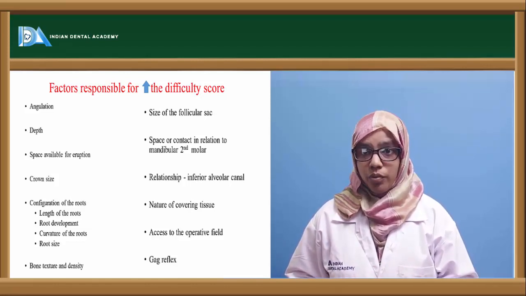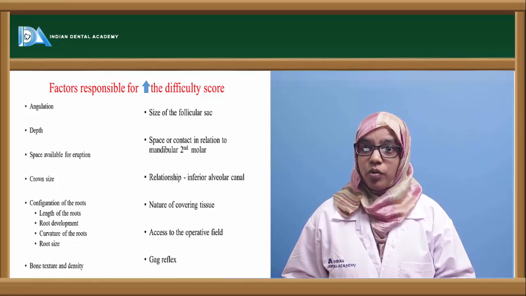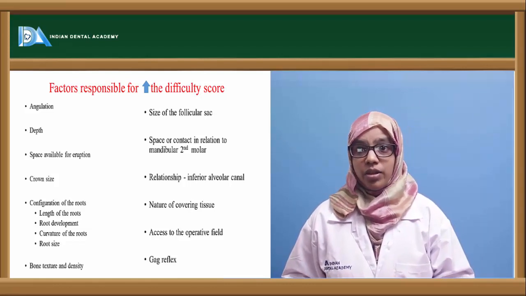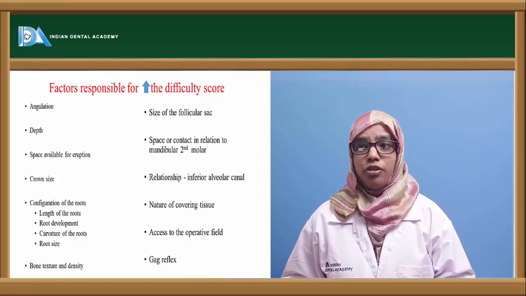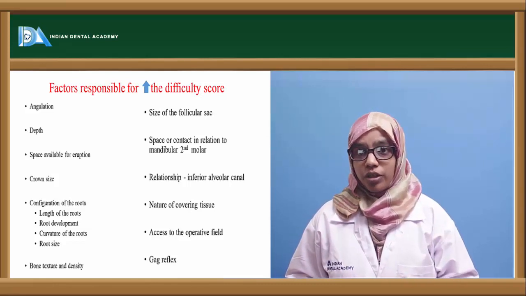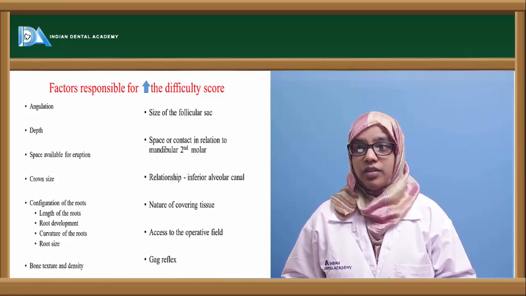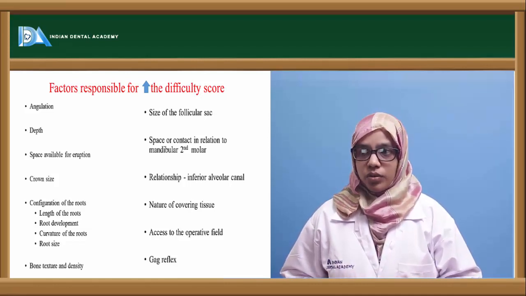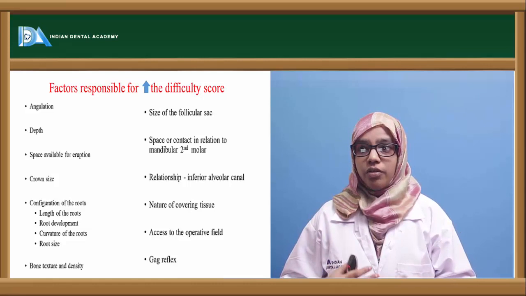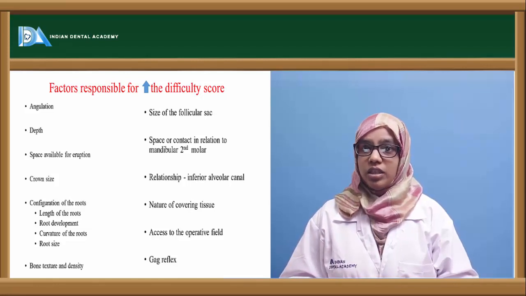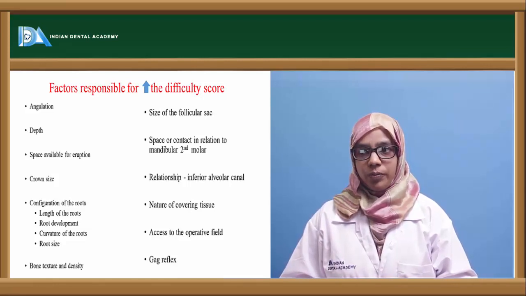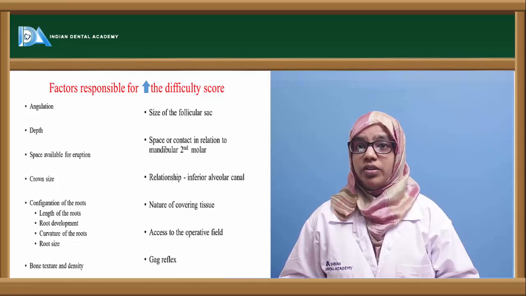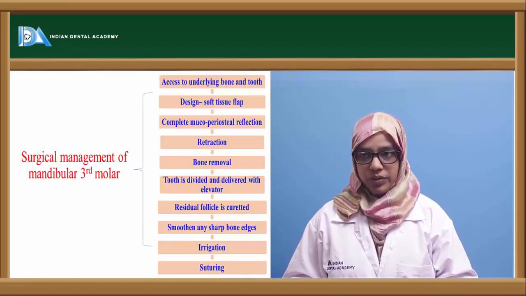The texture of the bone, as I mentioned earlier. If the bone is elastic, it is easier, pliable. If the bone is sclerotic, very difficult to drill. Then the size of the follicle also makes a lot of difference. The space relationship between the mandibular second molar is also important. Relationship to the inferior alveolar canal also makes a difference, increasing the difficulty index of third molar. Gag reflex also increases the difficulty of removal of third molars.